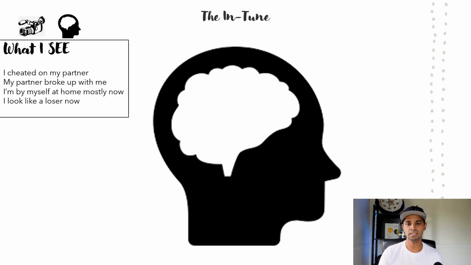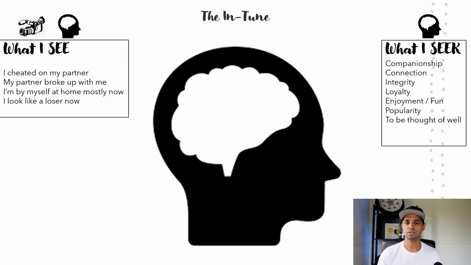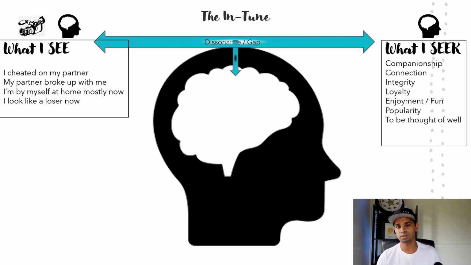And now on the other side, this is some of the stuff that I could say that he sought, in his in-tune model. Companionship, connection, integrity as a value, loyalty, enjoyment, fun, popularity, and to be thought of well. These are some of the things that we could say that he seeks. And so naturally, you can see that there's a dissonance between what he sees and what he seeks. There's a gap between the two. And the emotions that showed up really were primarily loneliness and guilt.